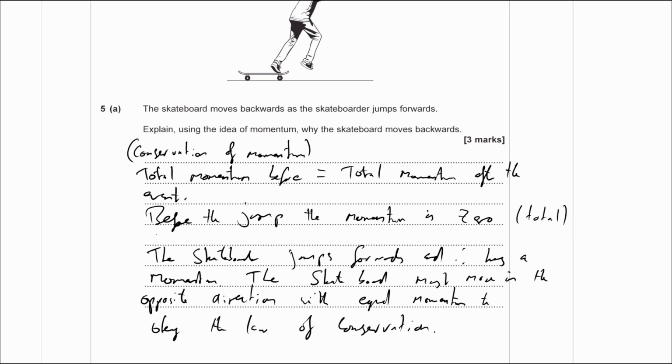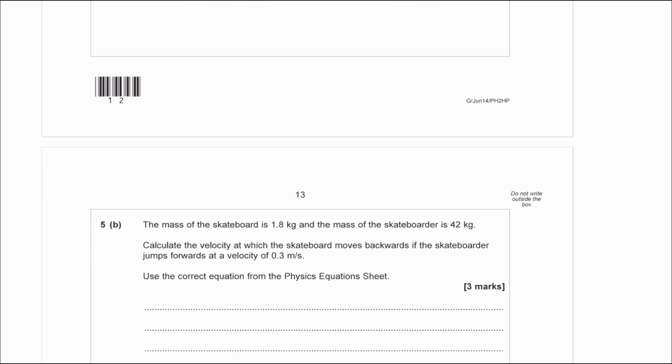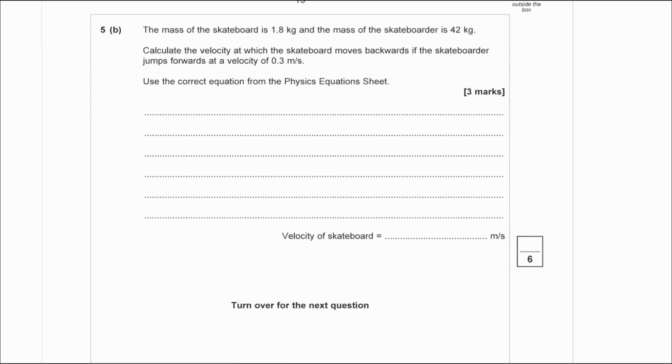Alright, so that basically means that the skateboarder and the skateboard, now that they're moving, obviously they both have a momentum, because momentum is mass times velocity, and they must cancel each other out in order to satisfy the conservation of momentum. And that is perfectly fine for 3 marks. Alright, so let's have a look at 5b.